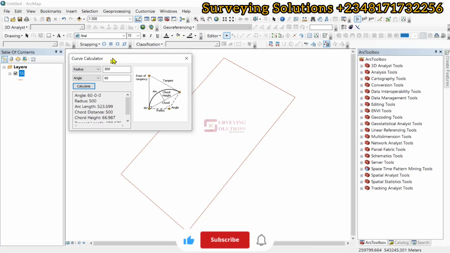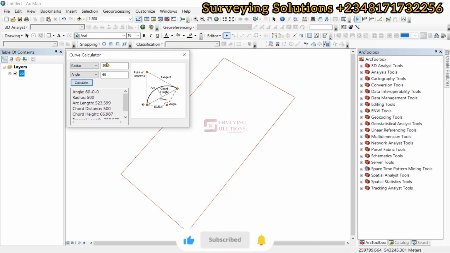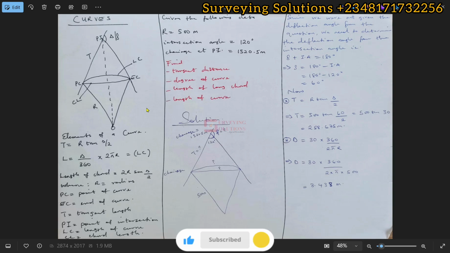So we have this simple box here that calculates for different curve parameters, right? We have a note. On this note we have the radius of the curve, the intersection angle, and a change at the point of intersection, and then we're asked to calculate the tangent distance, the degree of curve, the length of the long chord, and the length of chord of the curve.